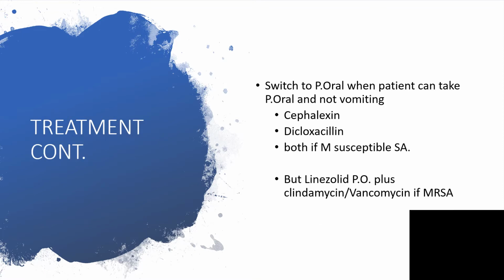You can switch to per oral when the patient can take per oral and the individual is not vomiting. In case of methicillin-susceptible or methicillin-sensitive Staphylococcus aureus, you can use cephalexin and dicloxacillin. But if you want to give per oral and the patient has methicillin-resistant Staphylococcus aureus, you can use linezolid with clindamycin, and vancomycin per oral is also applicable here.